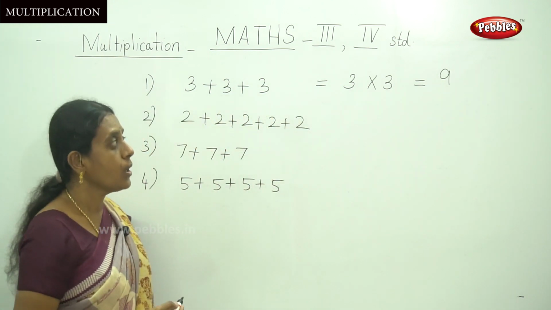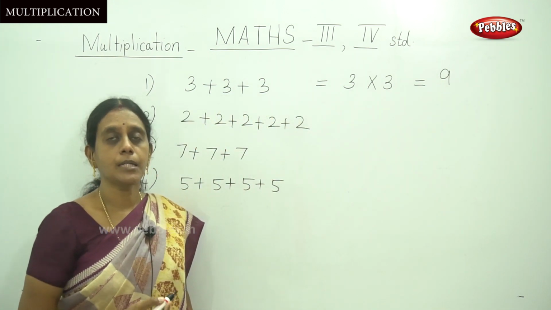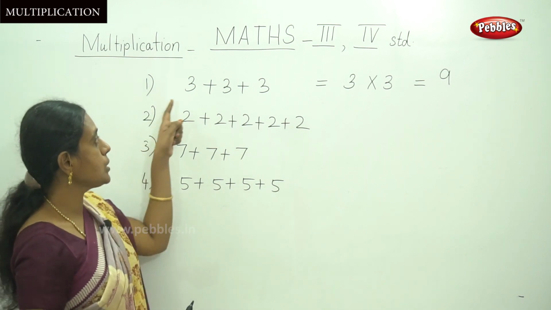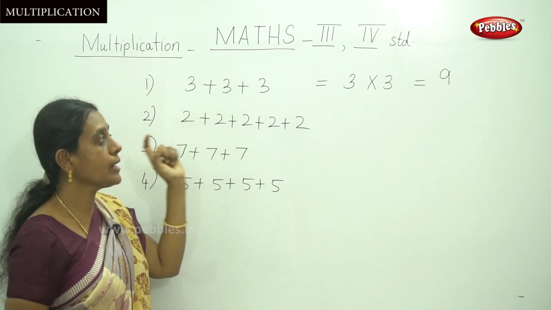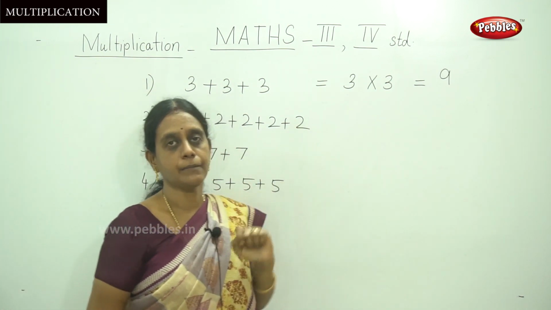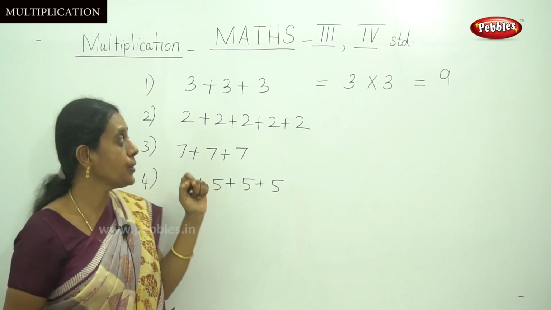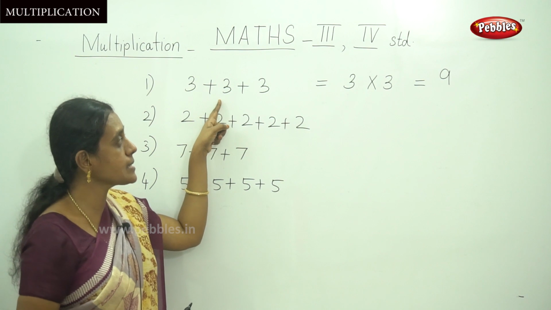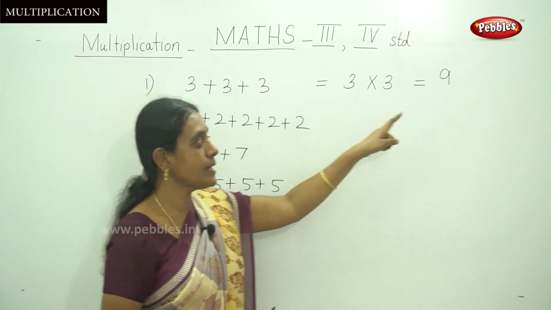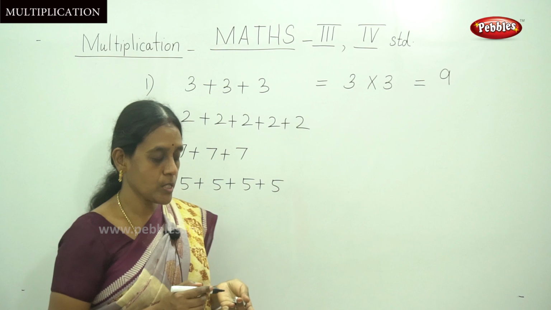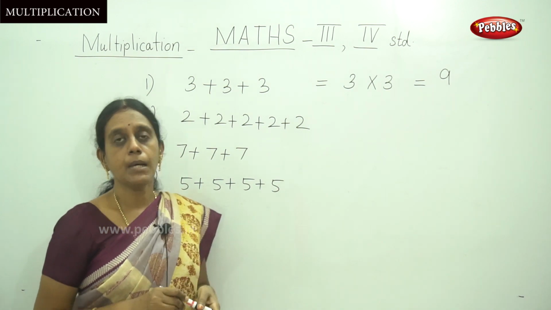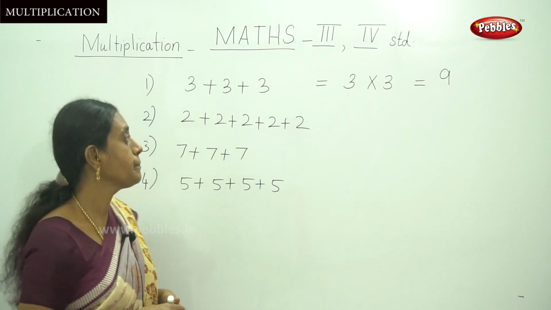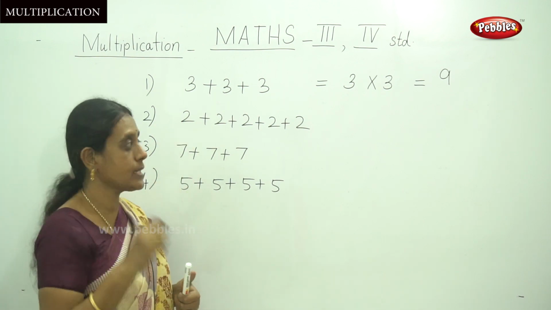How do we say multiplication is repeated addition? Suppose you add this, you can get the same answer, 9. I will show you: 3 plus 3 is 6, and 6 plus 3, the answer is 9. So we call it multiplication is repeated addition. Let me do the next sum.